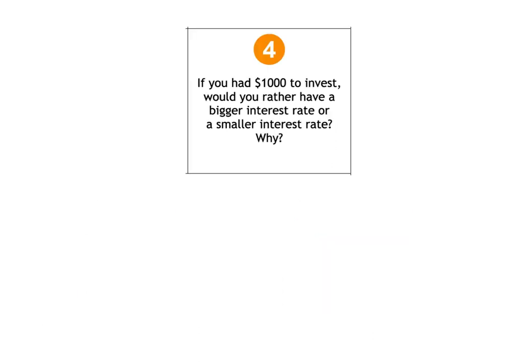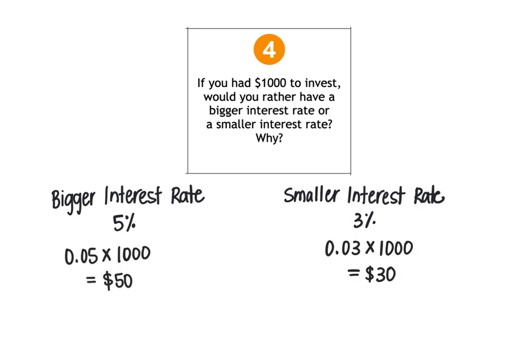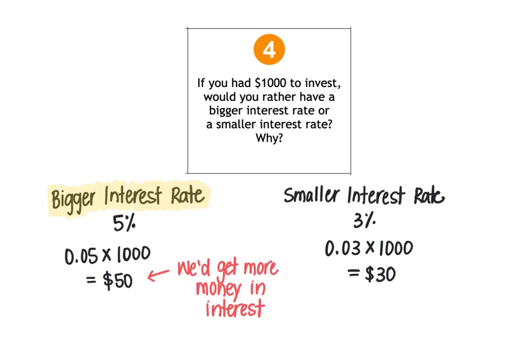Question number 4 asks us to consider, if we had $1,000 to invest, whether we would rather have a bigger interest rate or a smaller interest rate, and why. If we're investing money, then this means we're going to get the interest that we earn. So we would want to have a bigger interest rate so that we would get more money in the end.